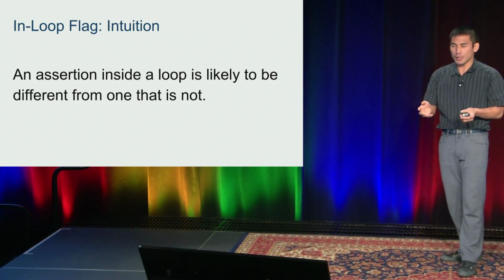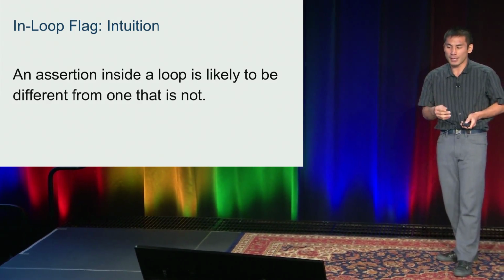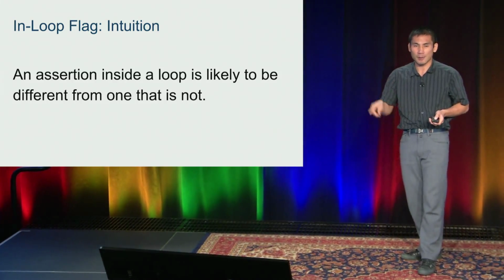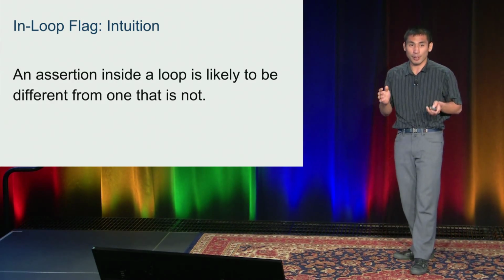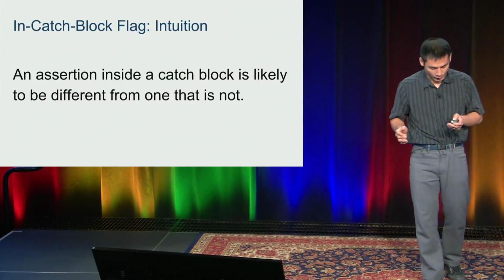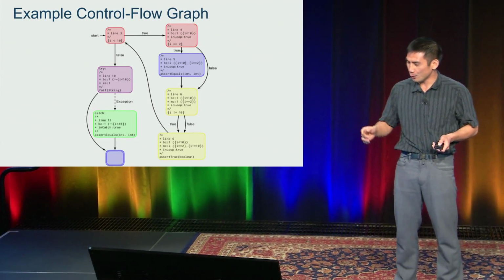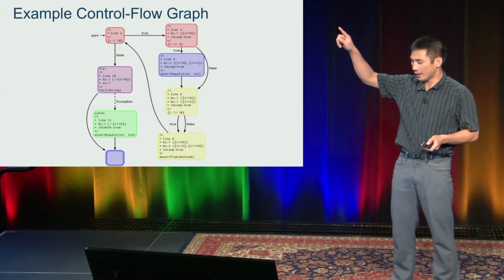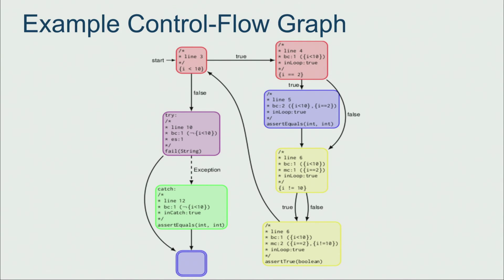So branches, merges, and the other important control flow information is loops. We saw that some test methods do have loops. So we want to treat the assertions that are inside loops differently from the assertions that are not inside loops. That's another thing we track. We just keep track of it at the level of a simple flag, whether an assertion is in a loop or not. And we have an example here. We have a loop that's going from the top up and around. And so we would mark all of the assertions inside the loop as being in the loop.